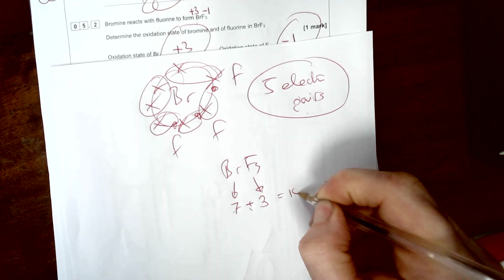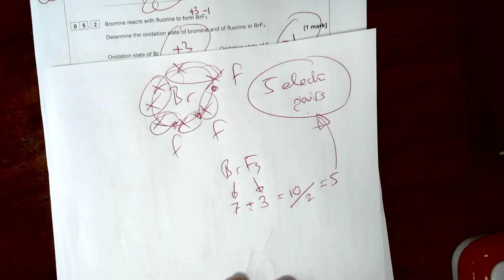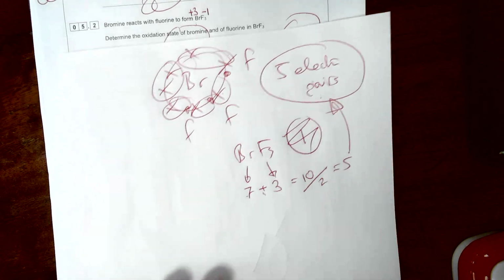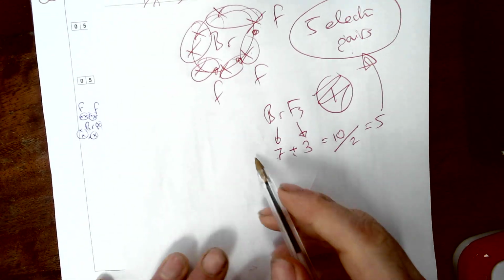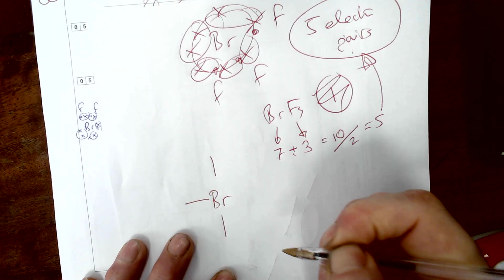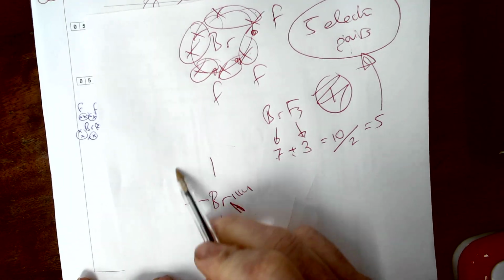7 plus 3 equals 10. If you divide that by 2, you get 5 electron pairs. There's stage 1. You need to be able to do that. You don't get a mark for it. 5 electron pairs looks like this, always: 1, 2, 1 to the side, 1 forward and 1 back. Learn the shape for 5 electron pairs.